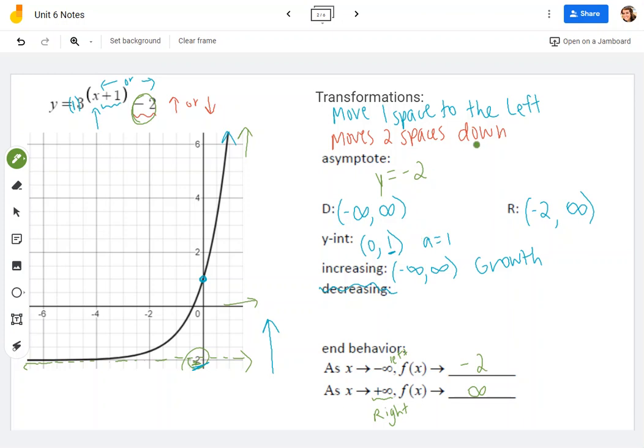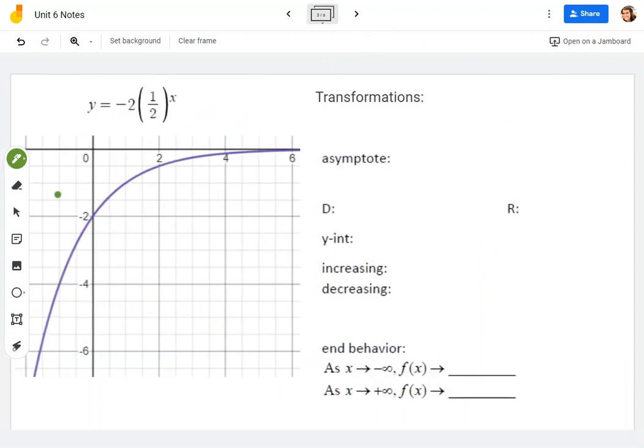Let's look at one more example just like this. So again, looking at my transformations, this time I see a negative out front. So that is going to lead to a reflection over the x-axis.